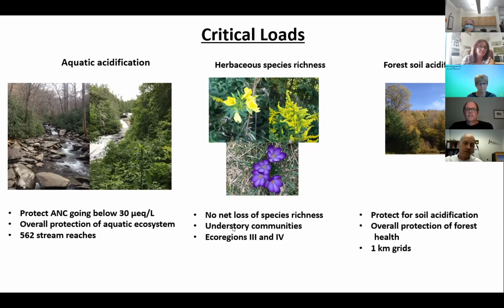For species richness, it's an indication of no net loss of species richness. So we're looking at a community metric. We're looking at understory communities only. And then we evaluated the ecoregion 3 and ecoregion 4 critical load for that. So we weren't using the individual plots, but the ecoregion 3 or 4 level value. Lastly, for forest acidification, this is a critical load to protect soil acidification. It's an overall protection of forest health, and it's at a 1 kilometer grid across the study area.